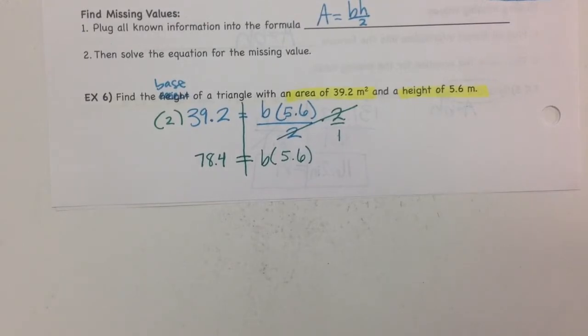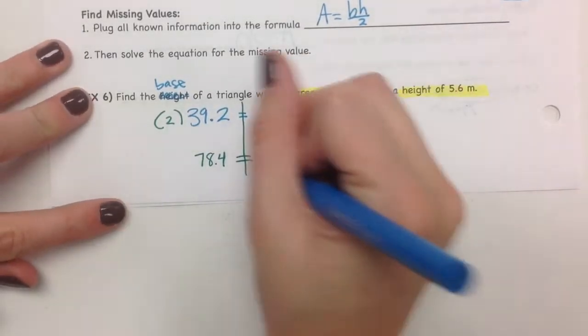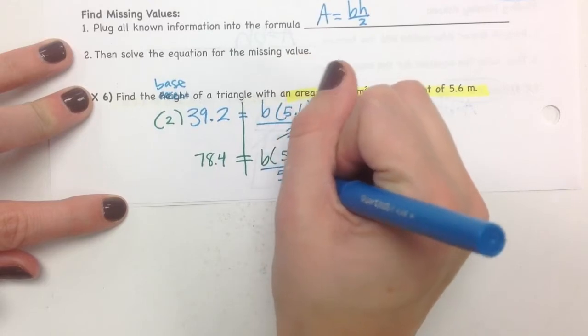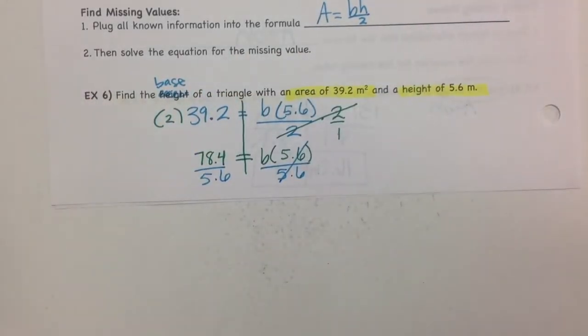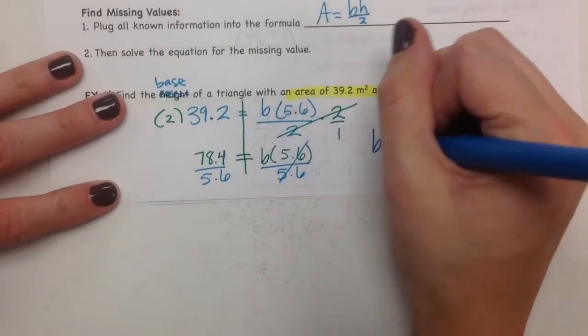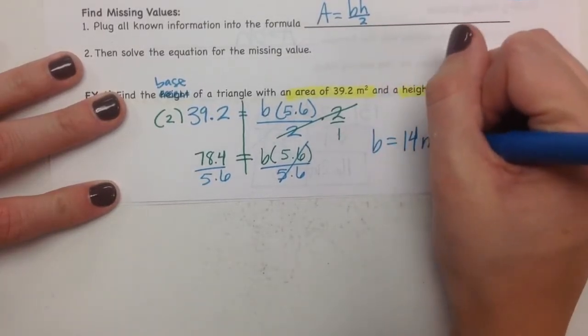Now we're back to a basic equation. The base is being multiplied by 5.6, so the opposite is to divide by 5.6. And we're left with 14. So our base is 14 meters.